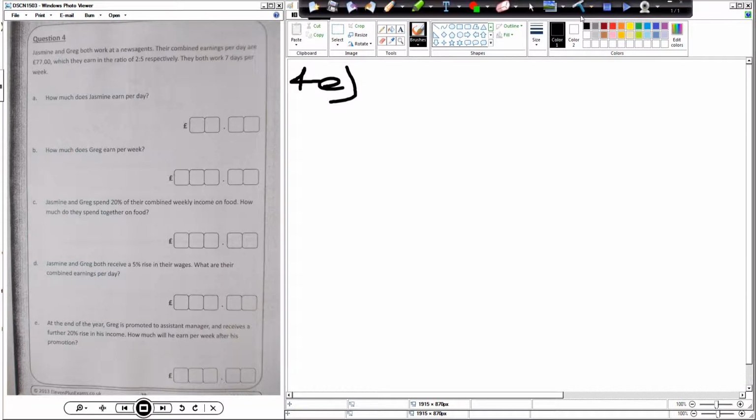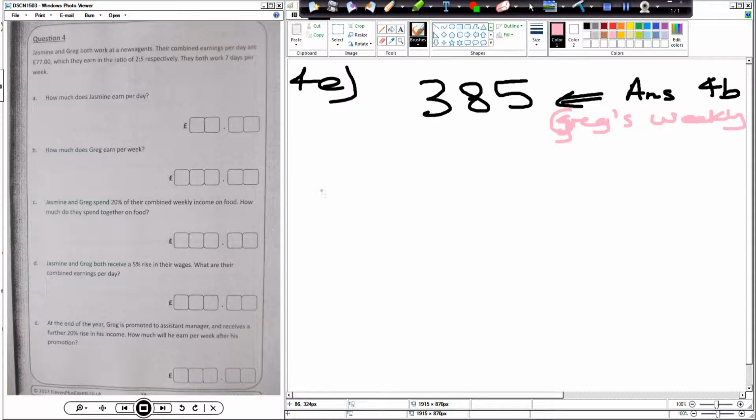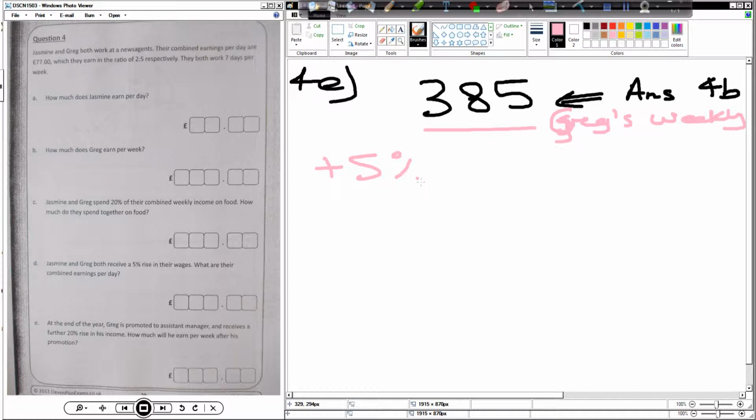Okay, for this particular question, question 4 is like a multi-layered question. If you look back at the answer for question 4 part B, we know that the answer was that Greg earned £385 a week. Now, in part D, he received a 5% increase and then another 20% increase. So we have to add 5% onto the 385. Then after we've done that, we're going to add another 20% onto that. So this question has 2 parts to it. So let's work it out.